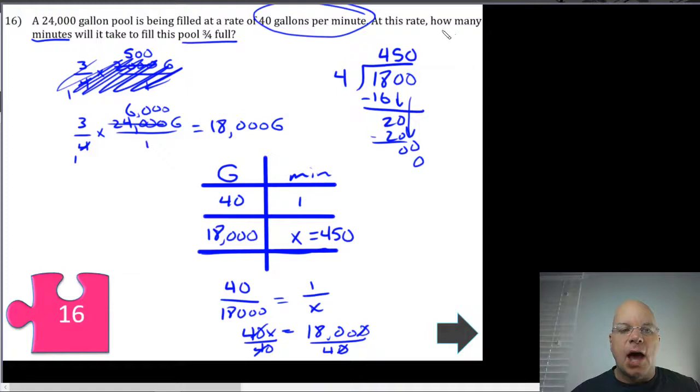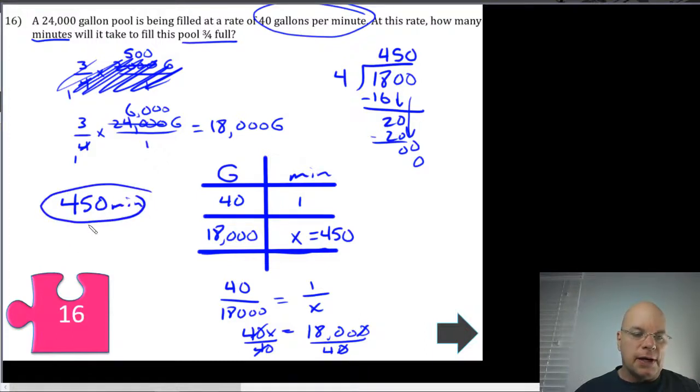Let's see what the question is asking. At this rate, how many minutes will it take to fill the pool 3/4 full? So 450 minutes. There might be an inclination to turn that into hours. Since it asks for minutes, we'll just leave it that way. In hours, that would be 7 times 60 is 420, so 7 hours and 30 minutes, or 7.5 hours to fill the pool. Okay, that completes the review.